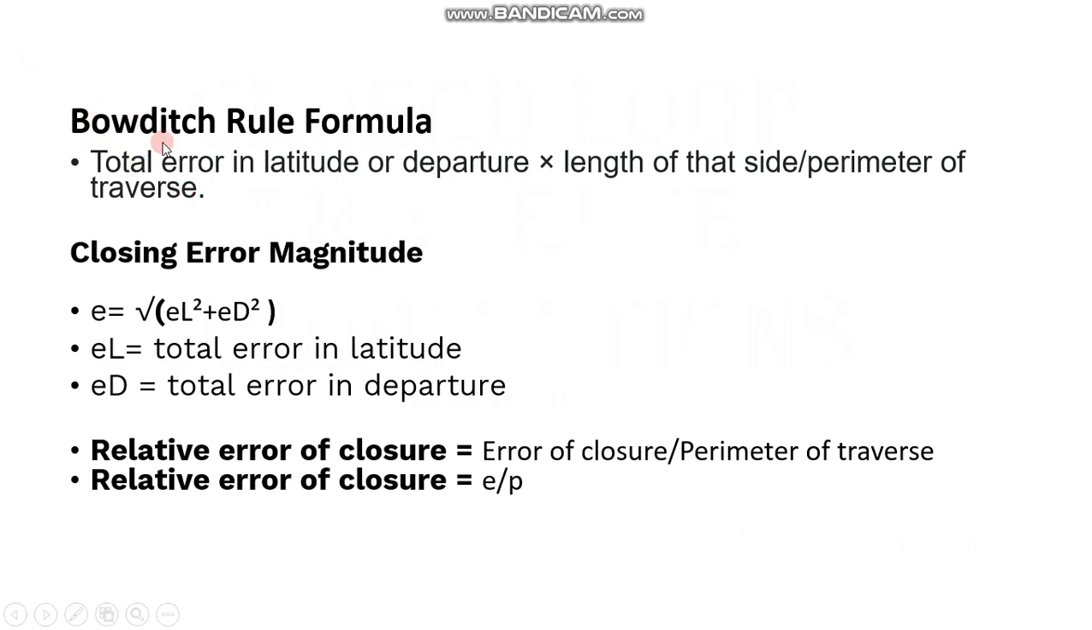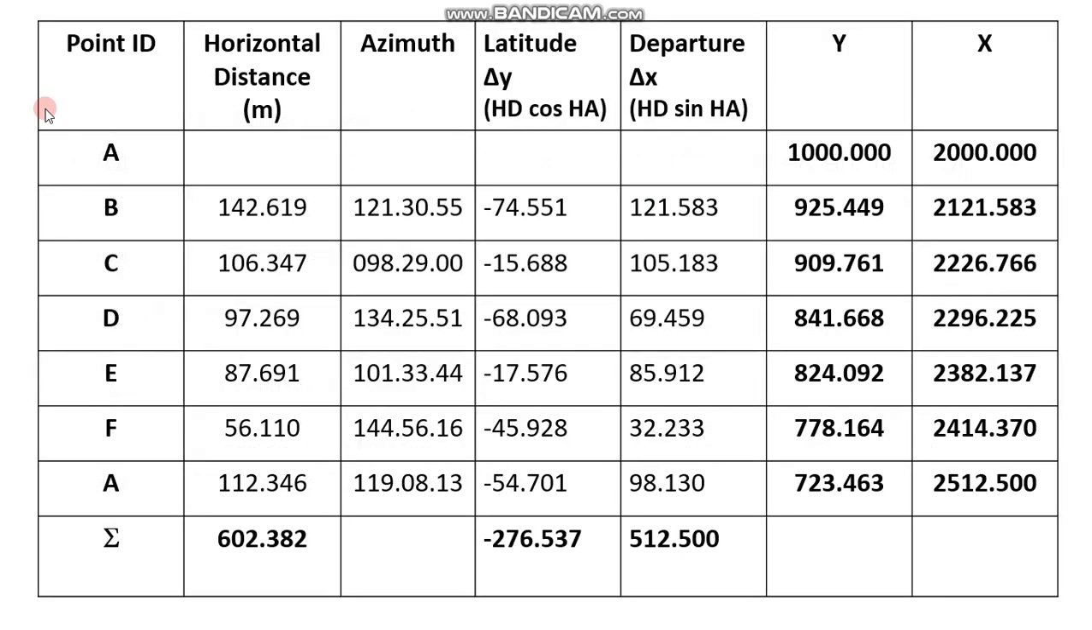This is our Bowditch rule formula, which states that total error in latitude or departure multiplied by the length of that side over the perimeter of a traverse. The other formulas, the closing error magnitude and the relative error of closure, we will look at in our next video. For now, you just have to know them. We are not going to use them.